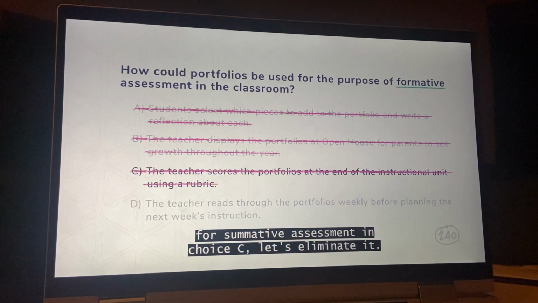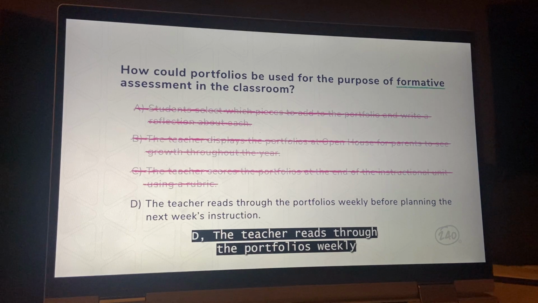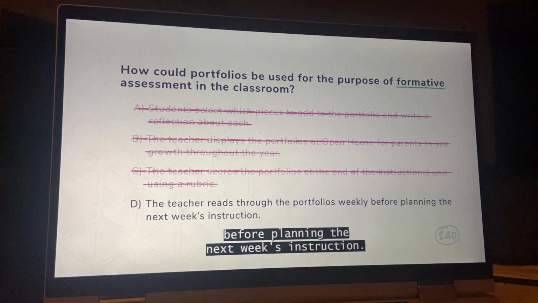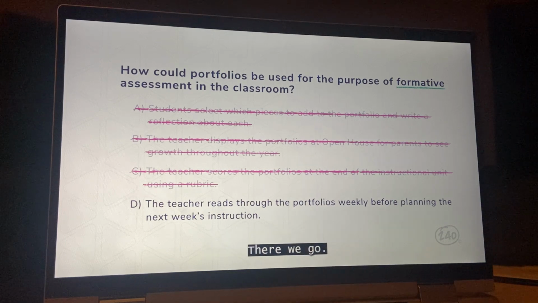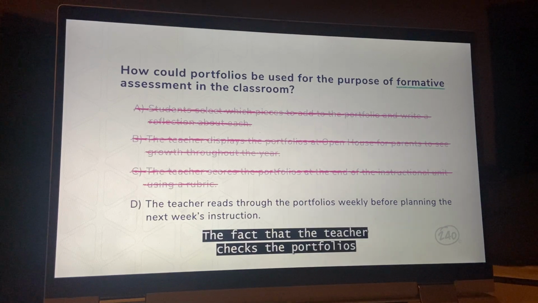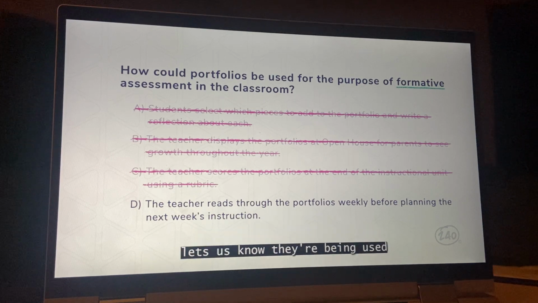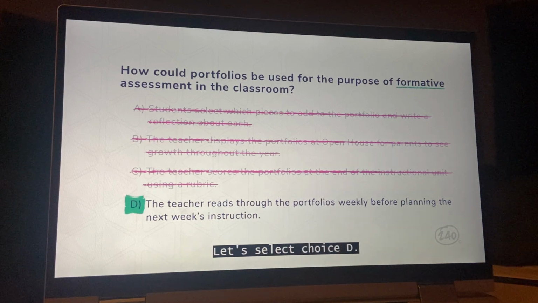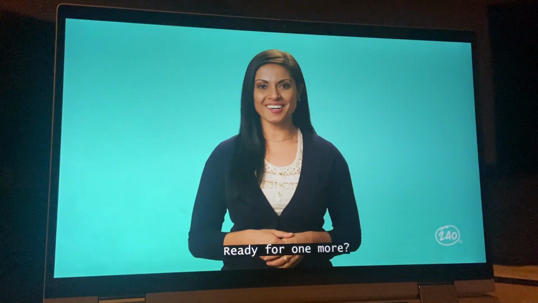Let's eliminate it. D. The teacher reads through the portfolios weekly before planning the next week's instruction. There we go. The fact that the teacher checks the portfolios at regular intervals before planning instruction lets us know they're being used as formative assessment in this choice. Let's select choice D. Ready for one more?